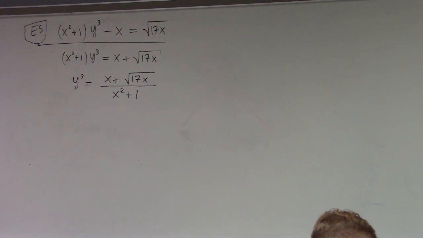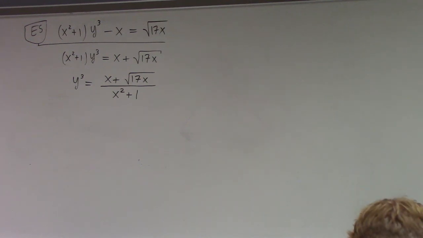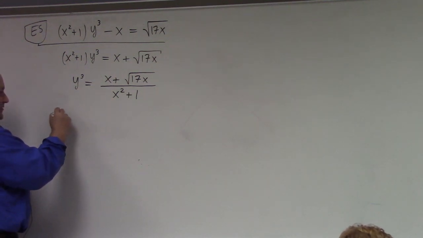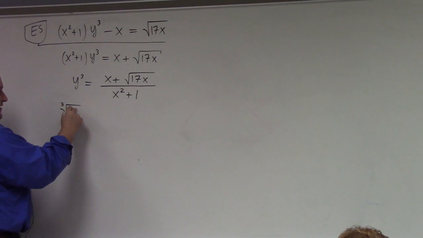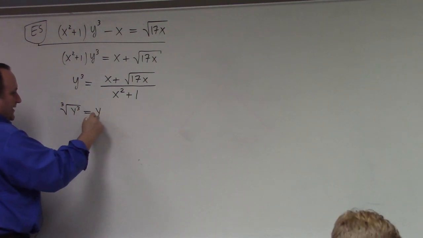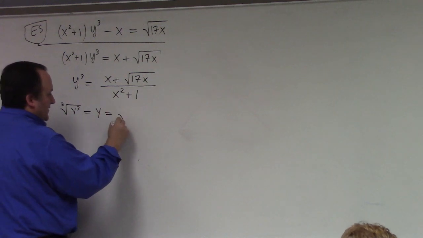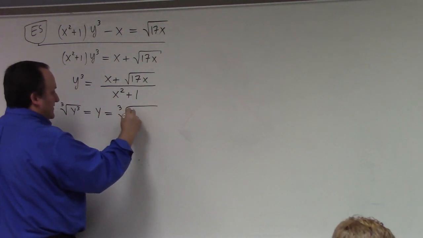All right? And then you're right. I mean, how do I solve this? I take the cube root of both sides. But the cool thing about cube root is it doesn't have the plus minus thing, right? The cube root of y cubed is just equal to y. And so that's actually going to be equal to the cube root of this mess.